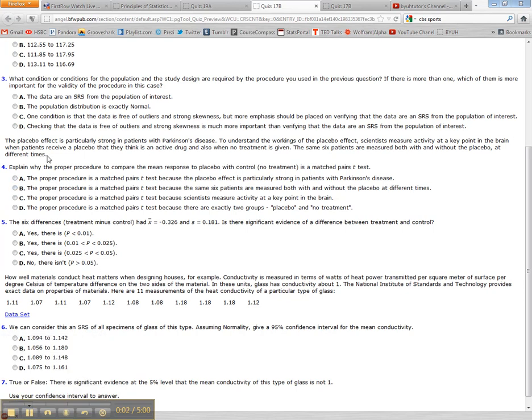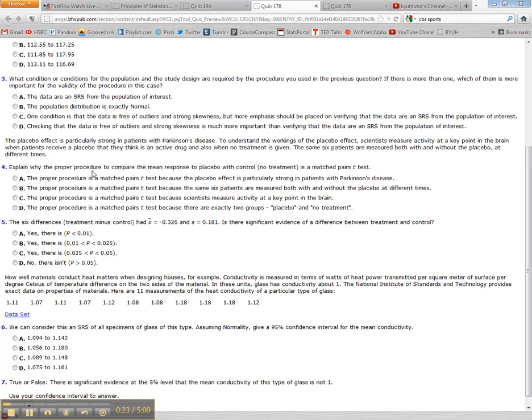17b, number 4. The placebo effect is particularly strong in patients with Parkinson's disease. To understand the workings of the placebo effect, scientists measure activity at a key point in the brain when patients receive a placebo that they think is an active drug, and also when no treatment is given. The same 6 patients are measured both with and without the placebo at different times.